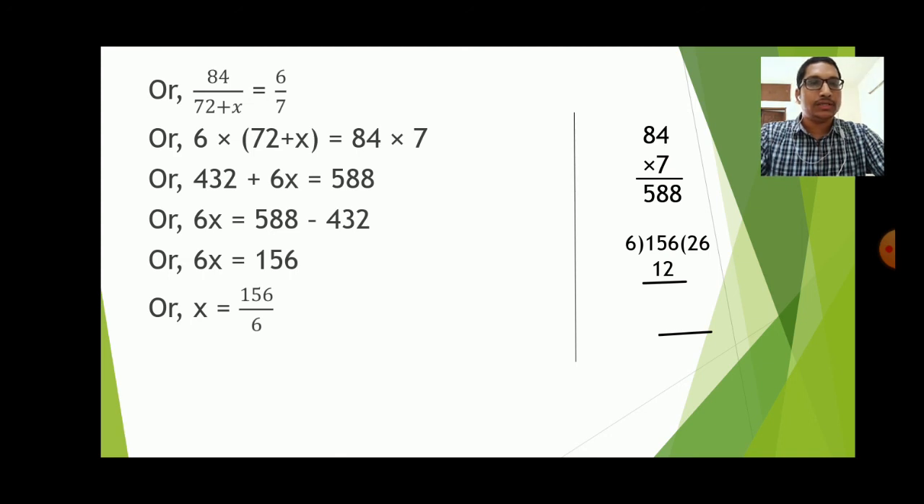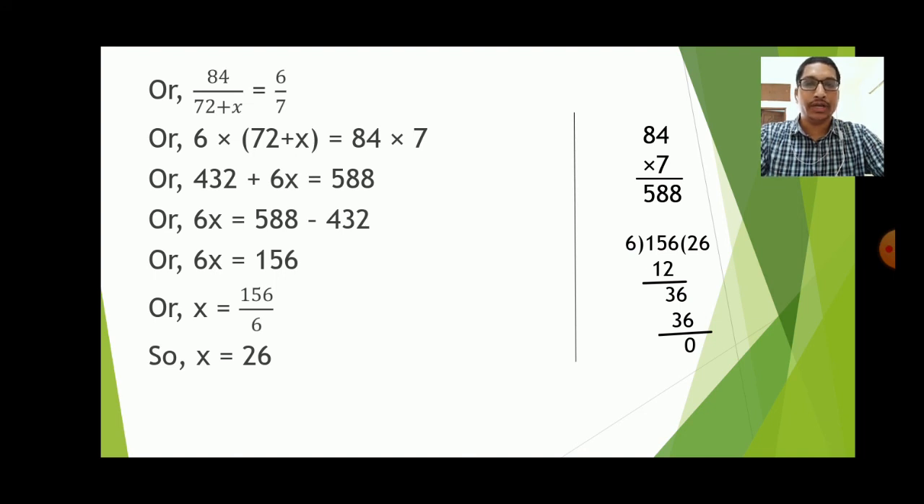Okay, now subtract it here. If we subtract 12 from 15, it will be 3, and write down this 6 here, so it will be 36. Now how many times can we take 6 here? We can take 6 times. 6 times 6 is 36. If we subtract, it will be 0. There is no remainder. That means if we divide 156 by 6, we get 26. So x equals 26.